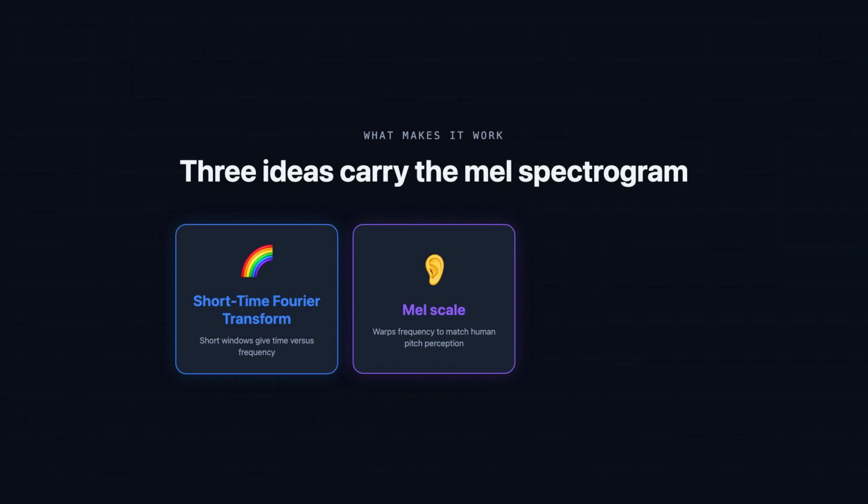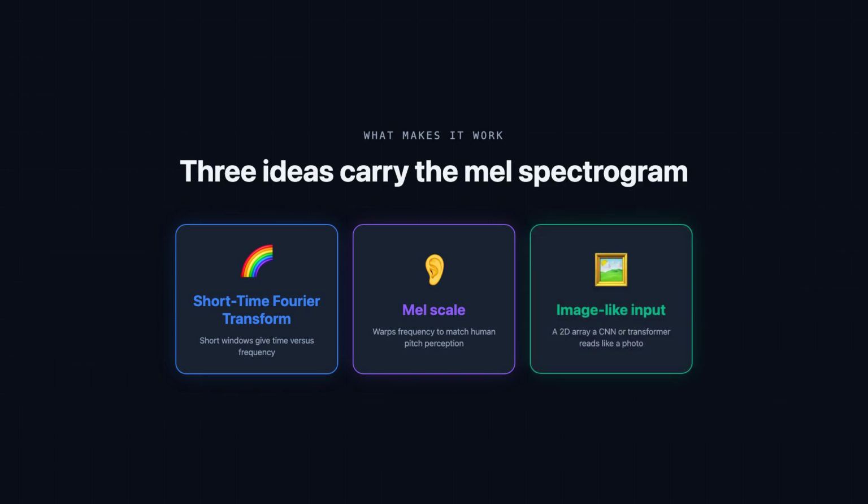The Mel scale is what makes it perceptual. Warping the frequency axis to match human pitch perception means the representation emphasizes exactly the details our ears find meaningful and compresses the ones we barely notice, so the network spends its capacity on what matters. Looking like an image is the payoff. The result is a clean two-dimensional array you can hand to a CNN or a transformer, just like a photo, which is why it's become the standard input across speech recognition, text-to-speech, and music AI.